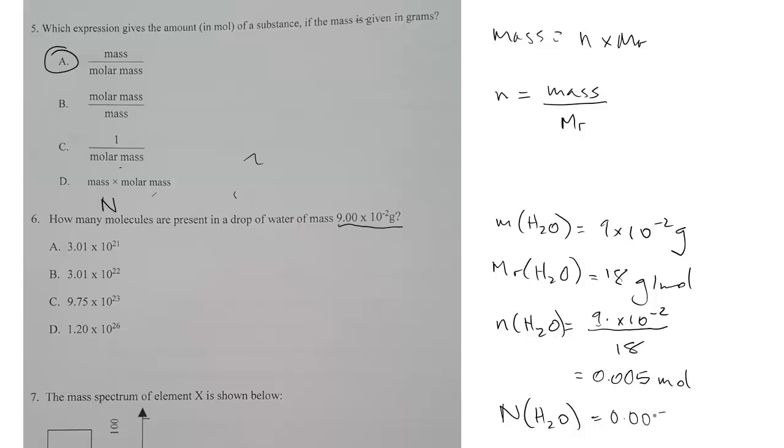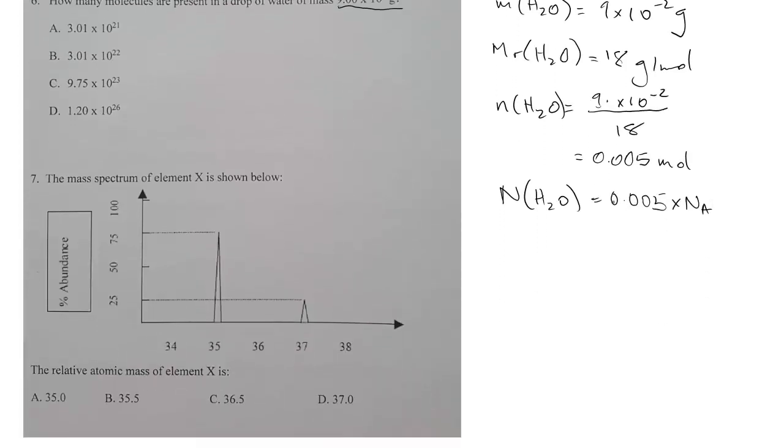So 0.005 times by Avogadro's constant, 6.022 times 10 to the 23, and we should get the number of water particles equal to 3.01 times 10 to the 21, which is option A. Sorry, it's a bit hard for me to see the cursor here because it's really tiny. So A.